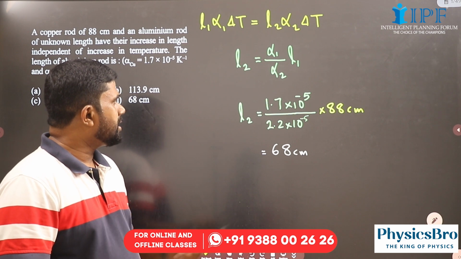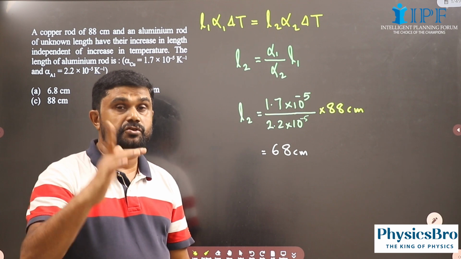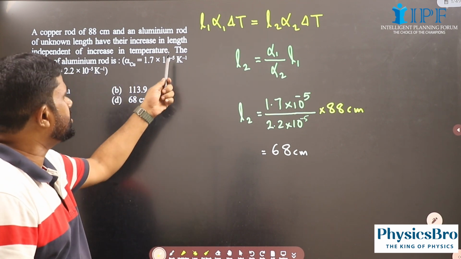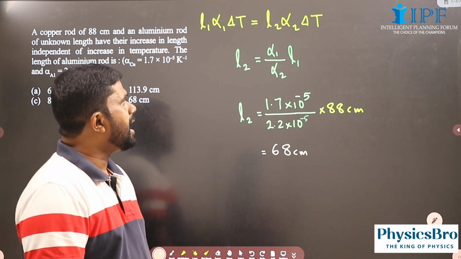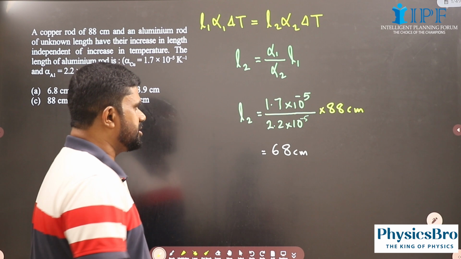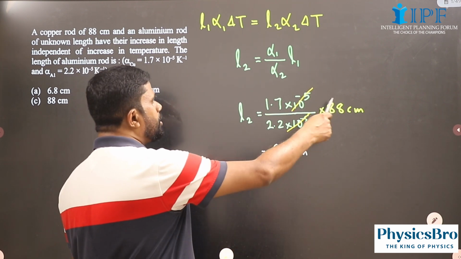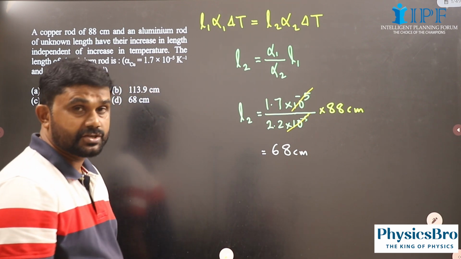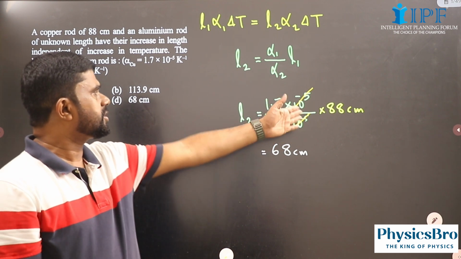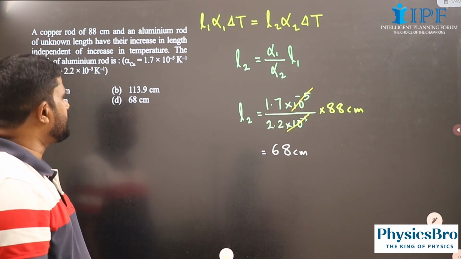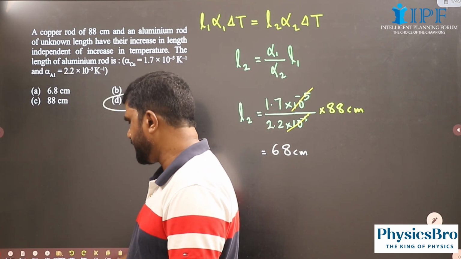So we can write alpha 2 L2 equal to alpha 1 L1. Alpha 1 is the coefficient of linear expansion of copper and it is given as 1.7 into 10 raised to minus 5. That of aluminium is 2.2 into 10 raised to minus 5. And the length of the copper rod is 88 centimeter. This 10 raised to minus 5 and 10 raised to minus 5 can be cancelled. Then 88 divided by 2.2 will be 40. So 40 into 1.7 means 17 into 4, and it will be 68 centimeter. Right. Okay, now let's see what we have next.